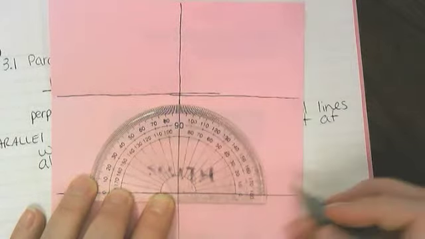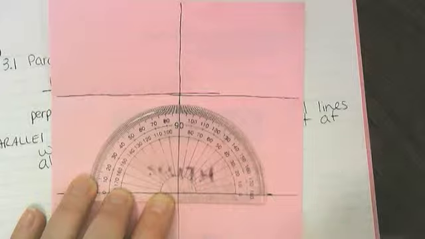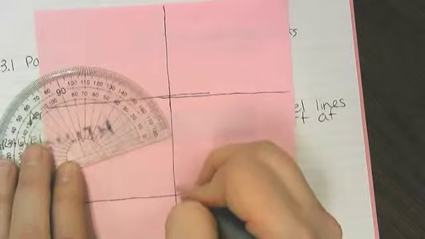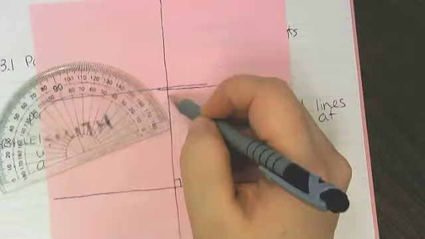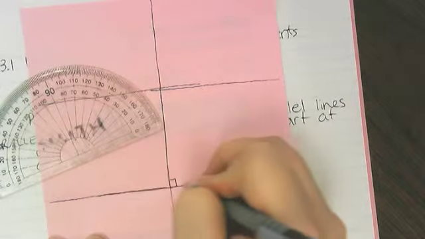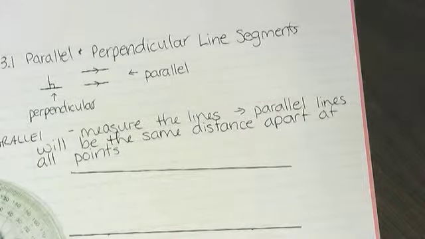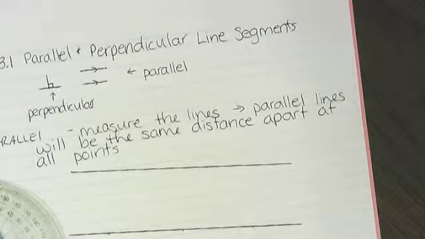This line and this line are 90 degrees apart, which makes that a right angle, which makes this line perpendicular to that line. Okay, now I want to draw a perpendicular line to my bottom line. How do I do that? Yes, the bottom line that's already drawn. I want to draw a perpendicular line.